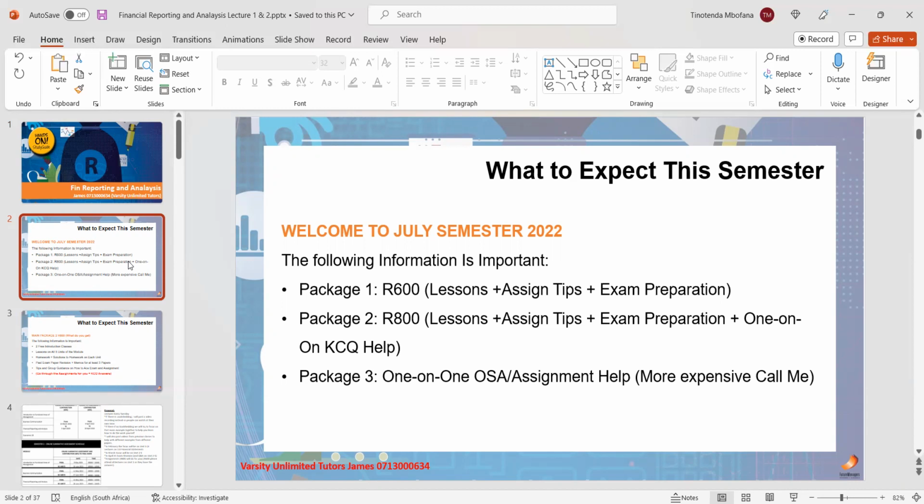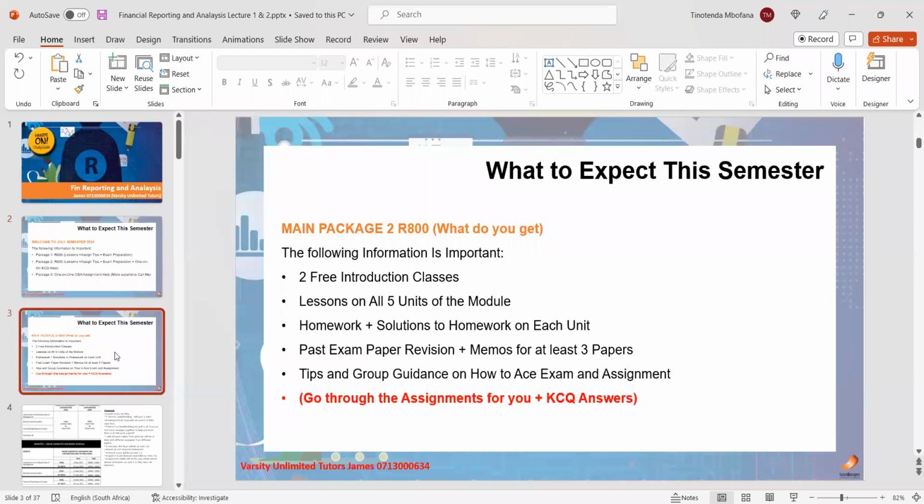For those of you that are interested in those classes, we've got 2 major packages. The first package is for 600 Rand, which is just the lessons and the exam preparation plus some assignment tips. Then package number 2, which is going for 800 Rand, is the lessons, the exam preparation, plus you will get one-on-one assistance with the KCQs that you need to do during the semester.